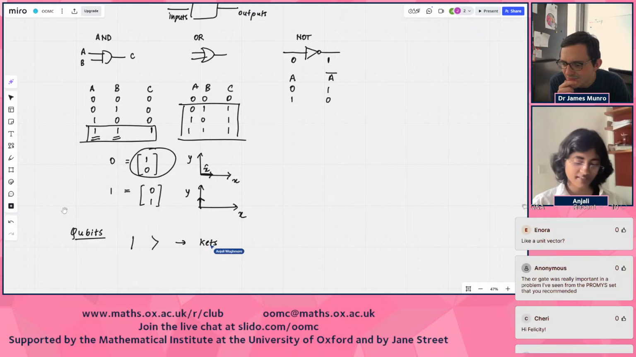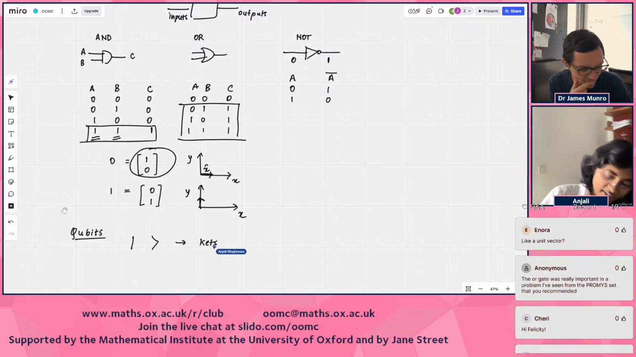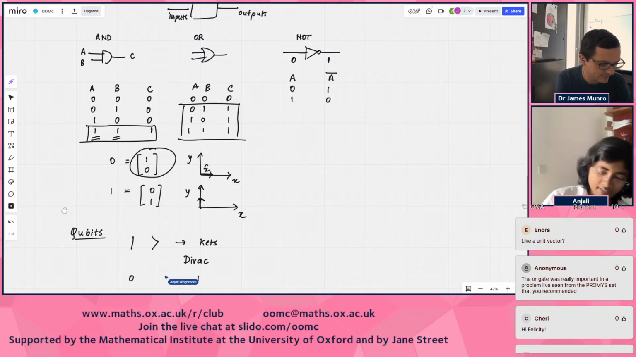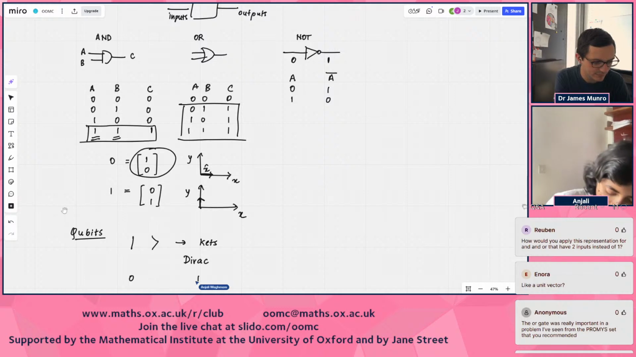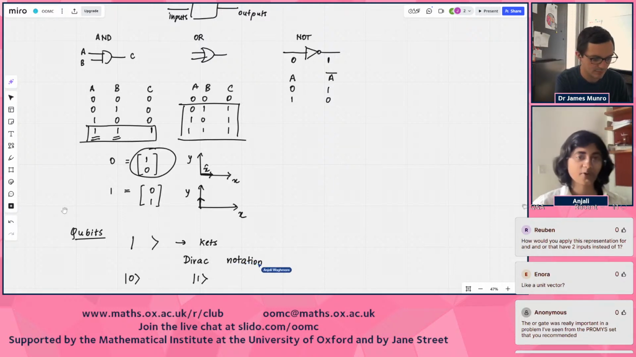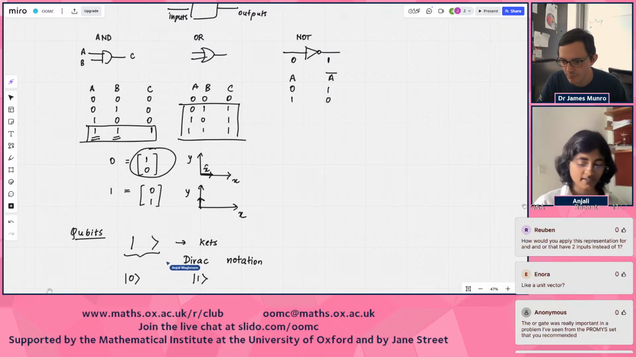And this notation is called Dirac notation. So the fundamental classical bits that we had, zeros and ones, will now be represented as ket 0 and ket 1. The Dirac notation is everywhere in quantum mechanics. It's a very useful notation. But for now, what we need to understand is anything that is written within these brackets is something quantum.